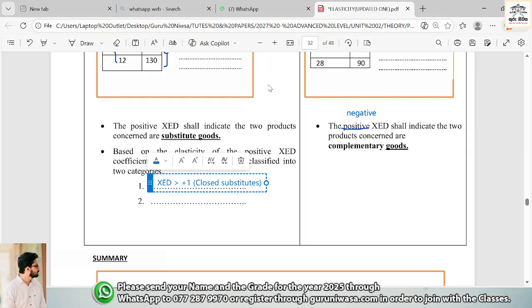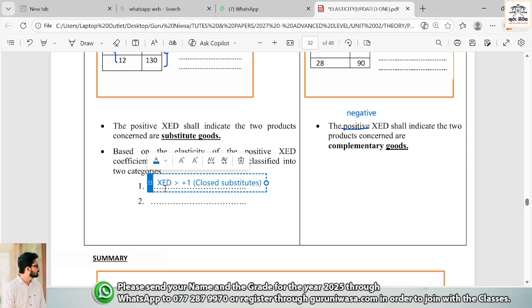Close substitutes: the product that comes to your mind instantly when one product is not available in the market. Pepsi and Coca-Cola. If Pepsi is not available, then we can use Coca-Cola. It depends on the person, but generally those are close substitutes. You get the point?